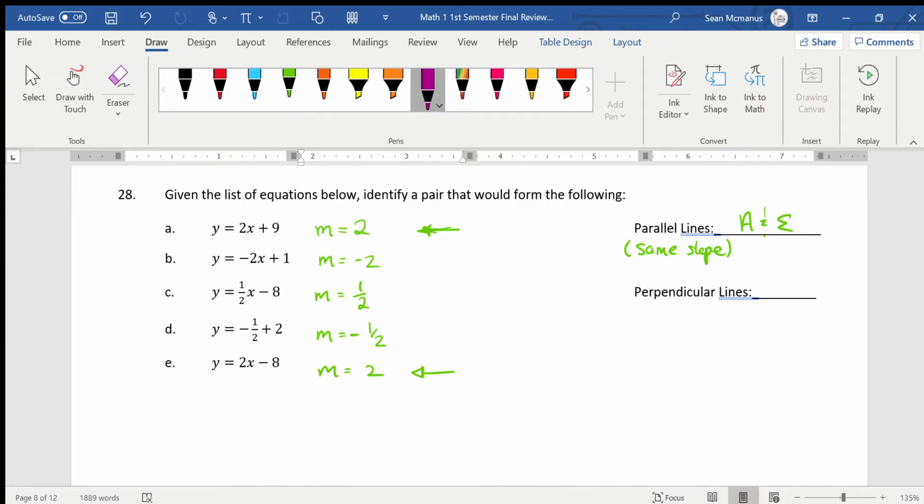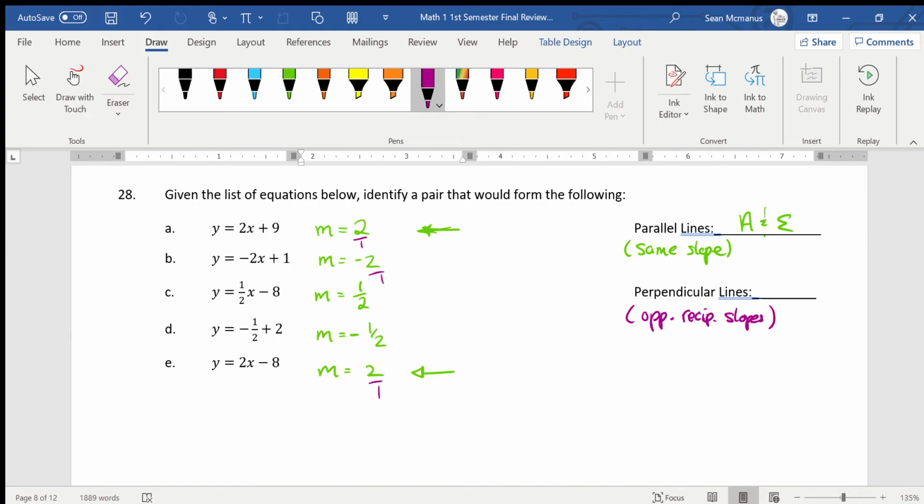All right, perpendicular lines means they're going to have opposite reciprocal slopes. So now I'm going to look over here. One's going to be positive, one's going to be negative, and they're going to be flipped from each other. Remember, if I just have a number like 2, that really is 2 over 1. So I can see I have 2 and I have 1/2. So 2 and a half are going to be reciprocals, and I have to find ones that are perpendicular.